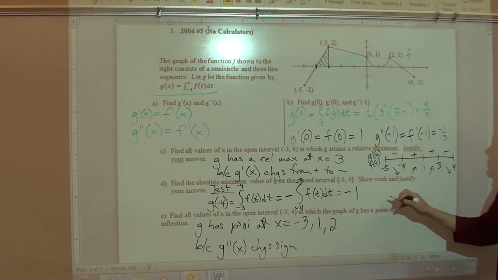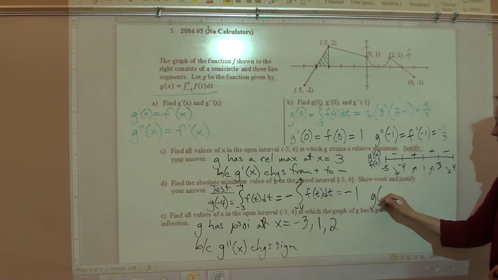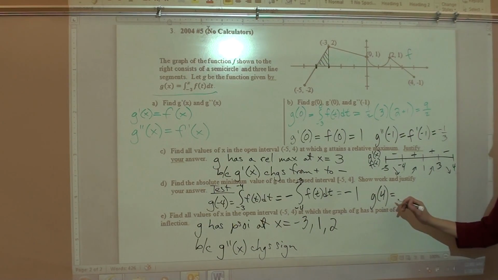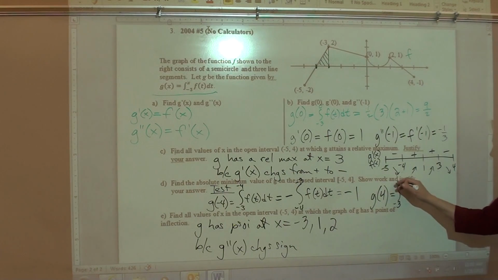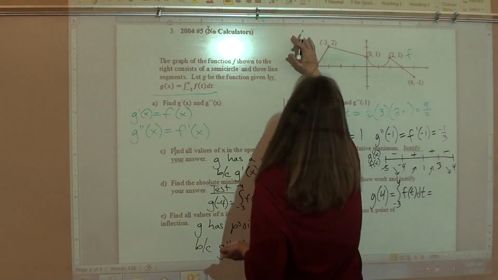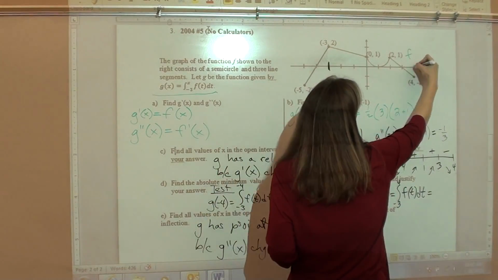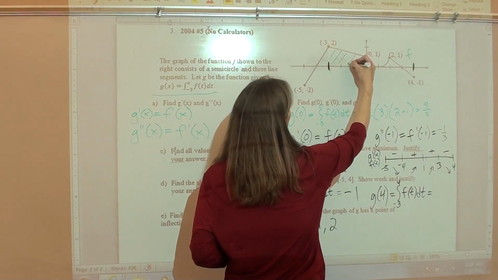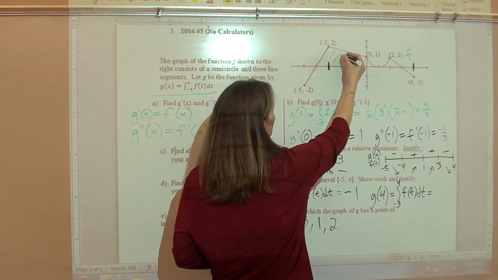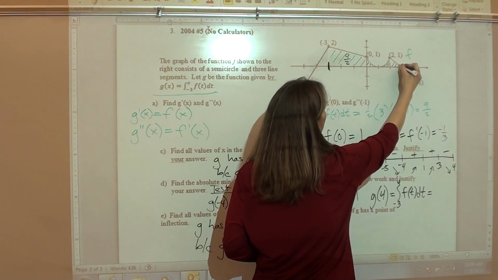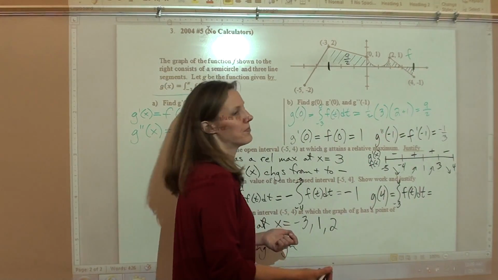All right, G of 4. This is a fun one. Now we have the integral from -3 to 4 of f of t dt. So that means we are going from here all the way to there. So we need to find this. Hey, we found that in the first part, right? This, and this, and this, and this.